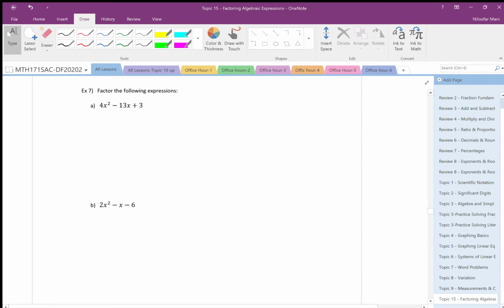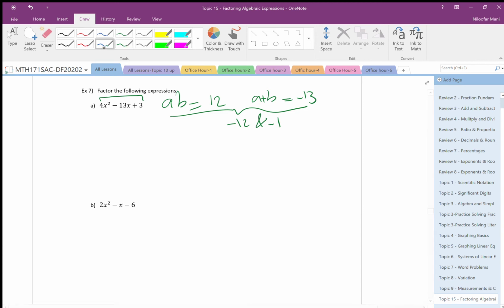Okay, so I am looking for two numbers. If I multiply them, it's 12. If I add them, it's minus 13, which is minus 12 and minus 1. The first one, which is x squared, I don't touch. The second one, which is x, I write minus 12x minus 1x. How do I know? I look at these two numbers.